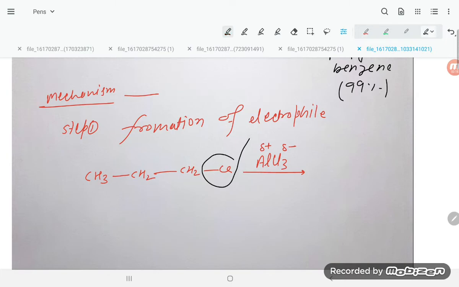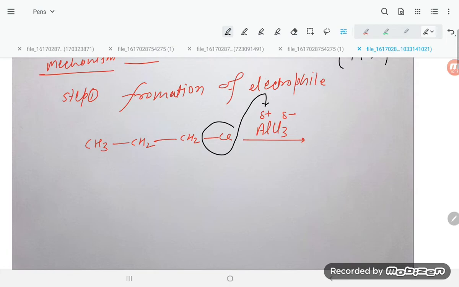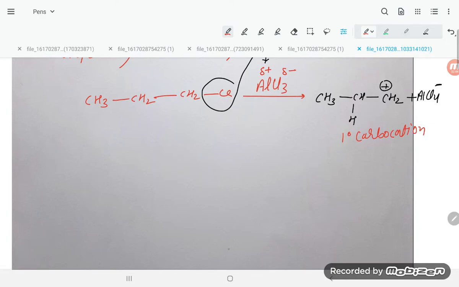So here this is going to be heterolytic fission. If it is going to heterolytic fission, this is going to form CH3CH2CH2 with a positive charge, plus AlCl4 negative is being formed. Now this is a 1 degree carbocation, and we know that a 2 degree carbocation is more stable than the 1 degree. So for that there is the hydride shift. Dear students, here is the hydride shift.